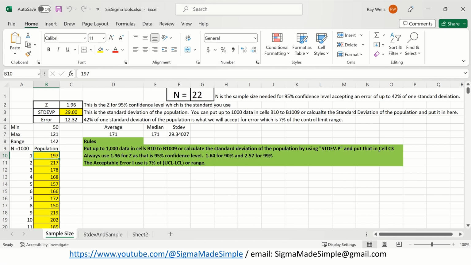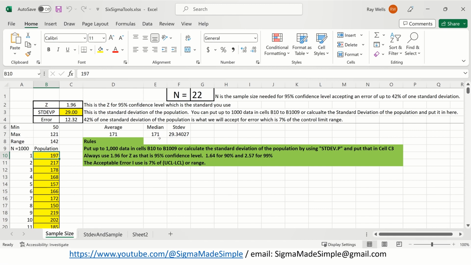So you must have three things. The Z, if you see over here in cell B2 and C2, the Z, that's your Z based on the confidence level. I always use a 95% confidence level. That's typically what you use for statistics. So the Z would be 1.96 as you see here.